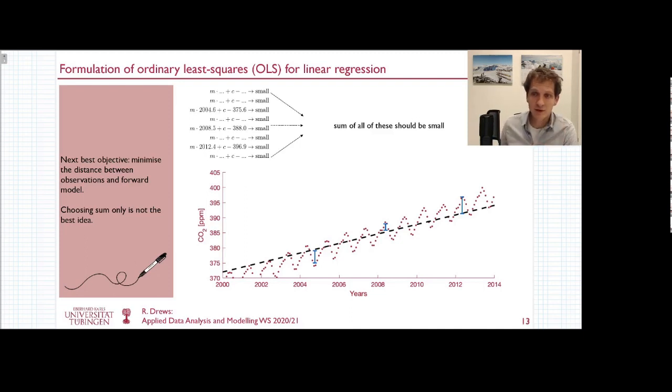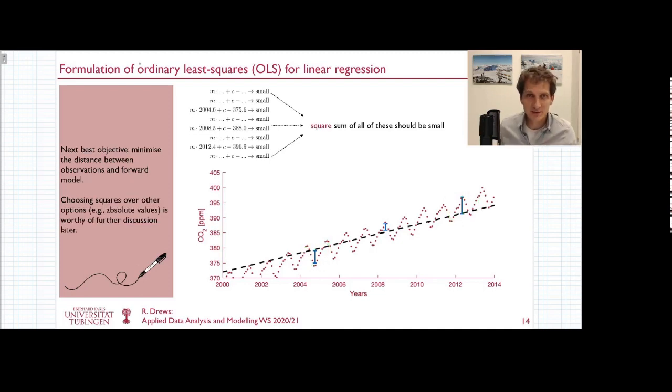However, there's one catch. In this specific example here, the difference between observation and model is positive, whereas over here, the difference between observation and model is negative. And those 2 terms could cancel out if we just take the summation. In order to avoid that, we request that the square sum of all the differences between model and data is small. There are other options.